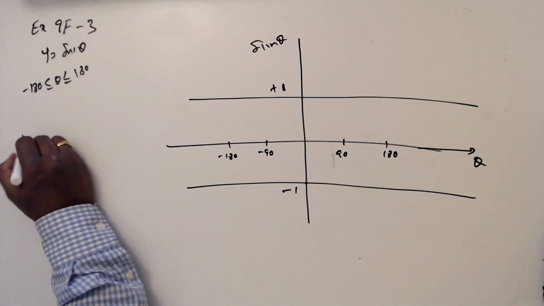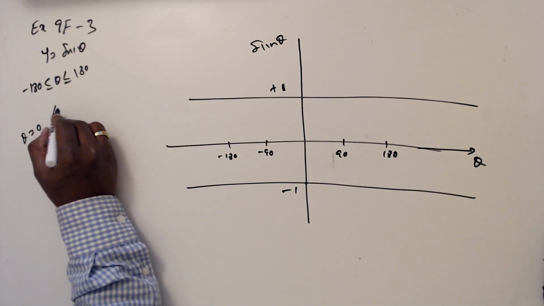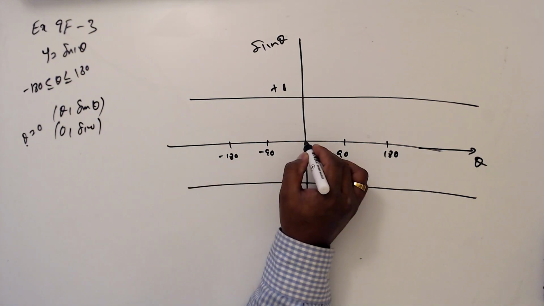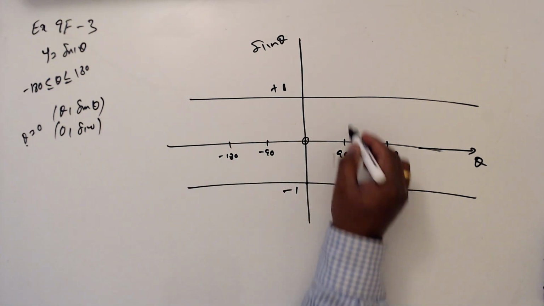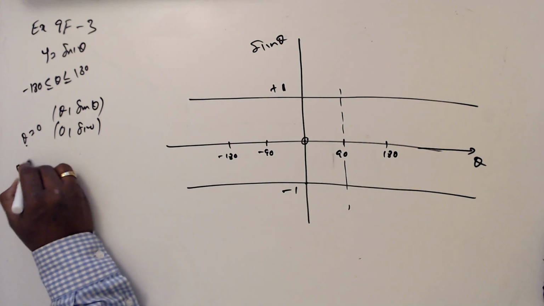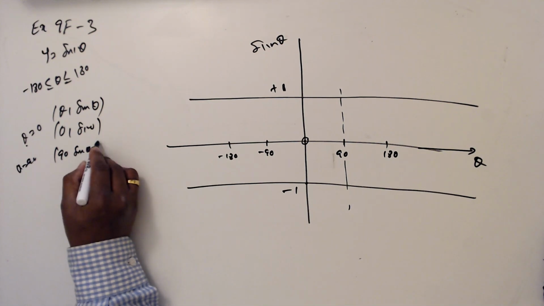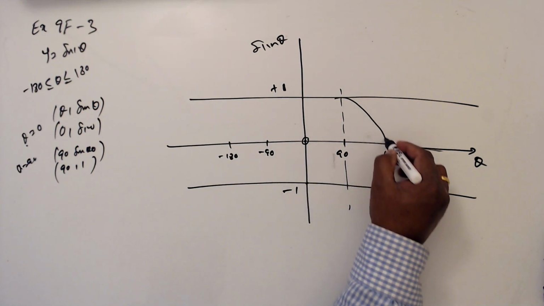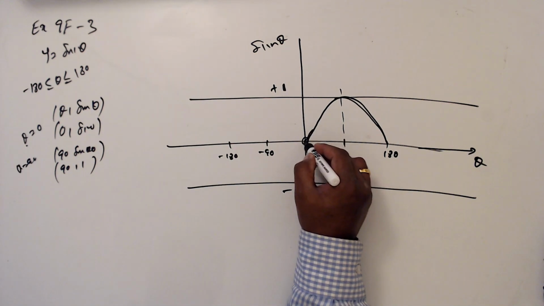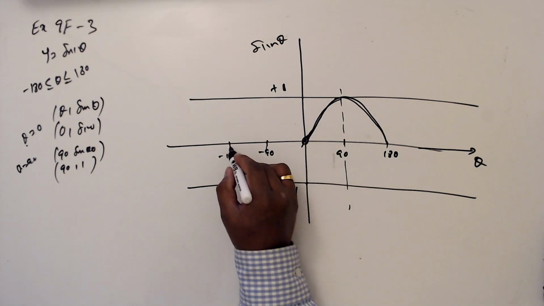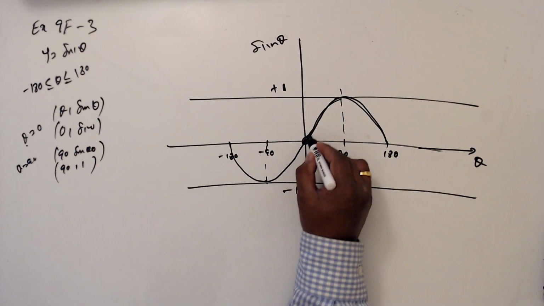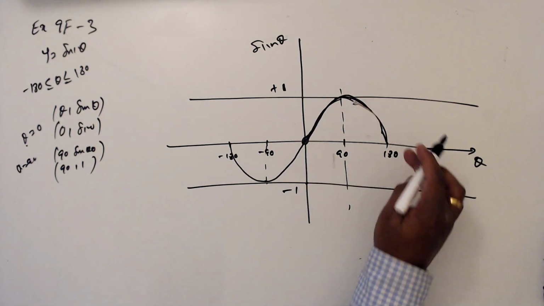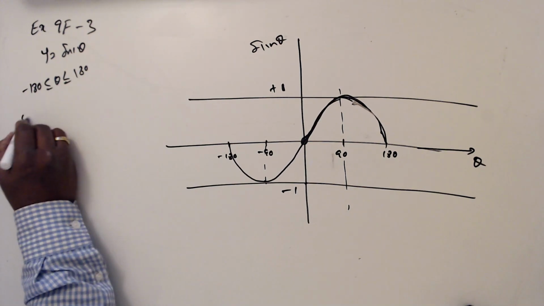Okay, we'll get a coordinate. When theta equals 0, the coordinate is going to be theta, sine theta. Theta equals 0, then sine 0, so this sine graph goes through 0, 0. And theta equals 90, sine 90 equals 1, so 90 and 1. If you can remember, that's why the graph goes like this. So this is the sine graph. Now I'm going to discuss 4C part.